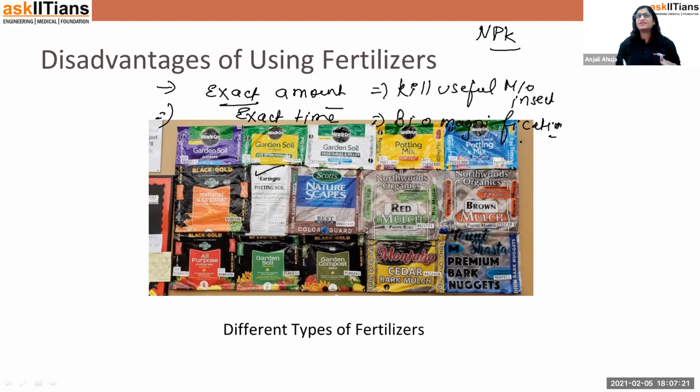Now let me think if any other point is striking me. Exact amount, using fertilizer is expensive. Even in the advantages you can say, sorry, I don't have space, I'm writing here. In the advantages you can say that they're easier to use, full of nutrients, and the exact composition we know. But in the disadvantages you can add this point.